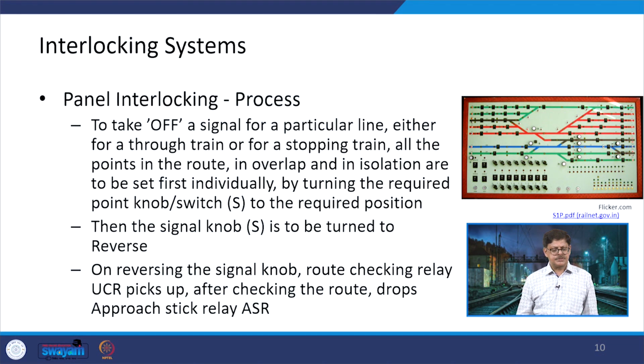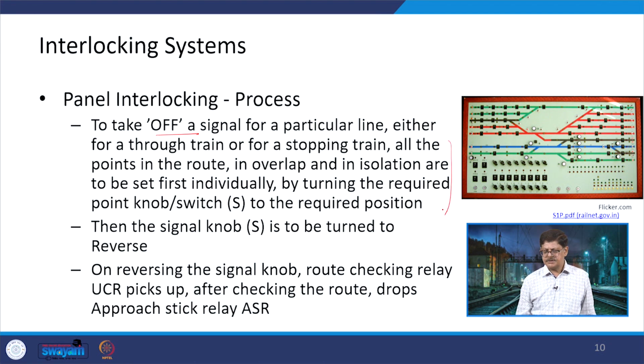So, what is the process here? To take off a signal for a particular line, either for a through train or for a stopping train, all the points in the route, in overlap and in isolation, are to be set first individually by turning the required point knob and switches to the required position.